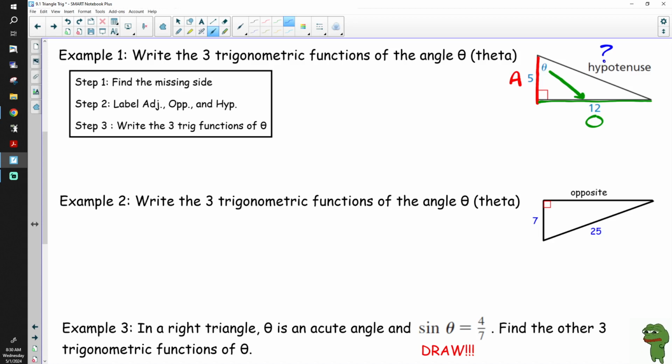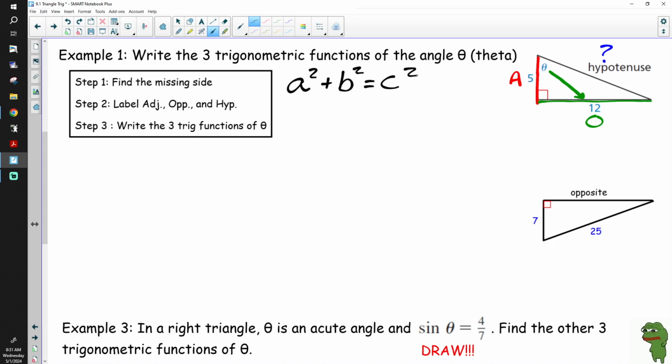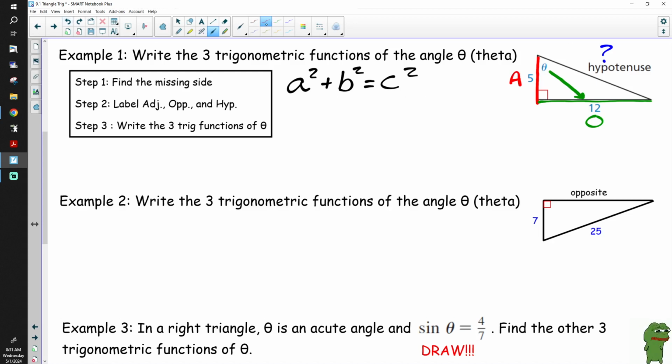So let's set up the Pythagorean theorem. A squared plus B squared equals C squared. It does not matter where I put the 5 and 12. They can be either A or B. It doesn't matter if you flip-flop them. The only one that matters is our hypotenuse. So let's fill this out. I'm going to do 5 squared plus 12 squared equals C squared, substituting in my values.